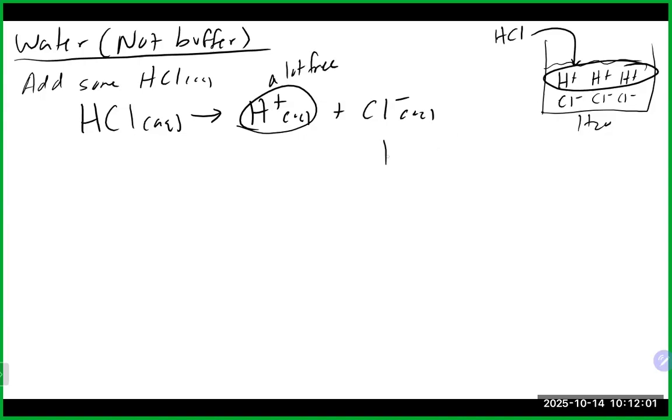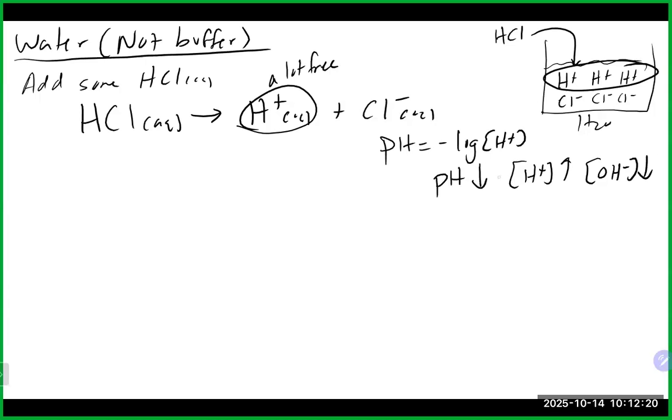And that's going to definitely have a big effect on the pH, which is minus the log of the H plus. What we just did is essentially make our H plus concentration increase. That's going to make our OH minus concentration decrease. And the result of that is when the H plus concentration goes up, the pH is going to drop a lot.